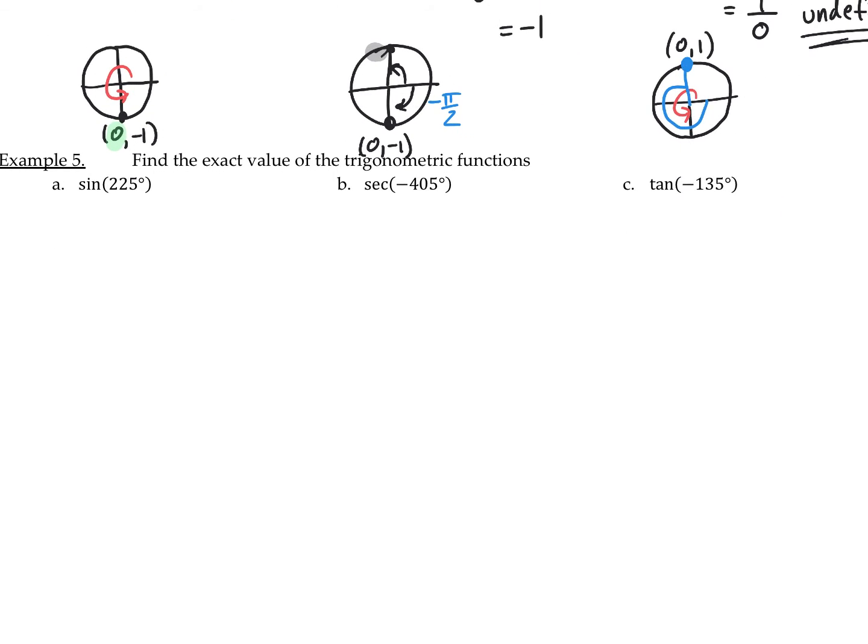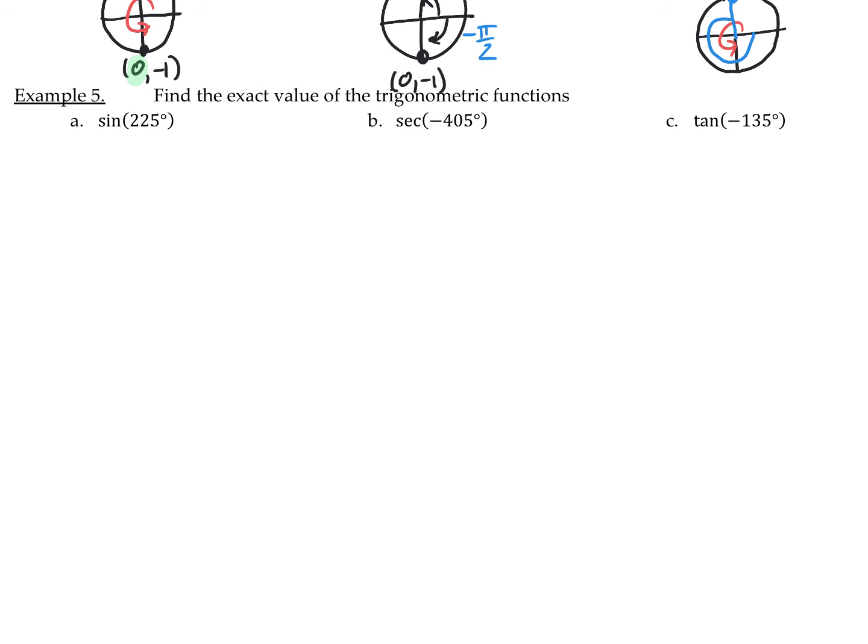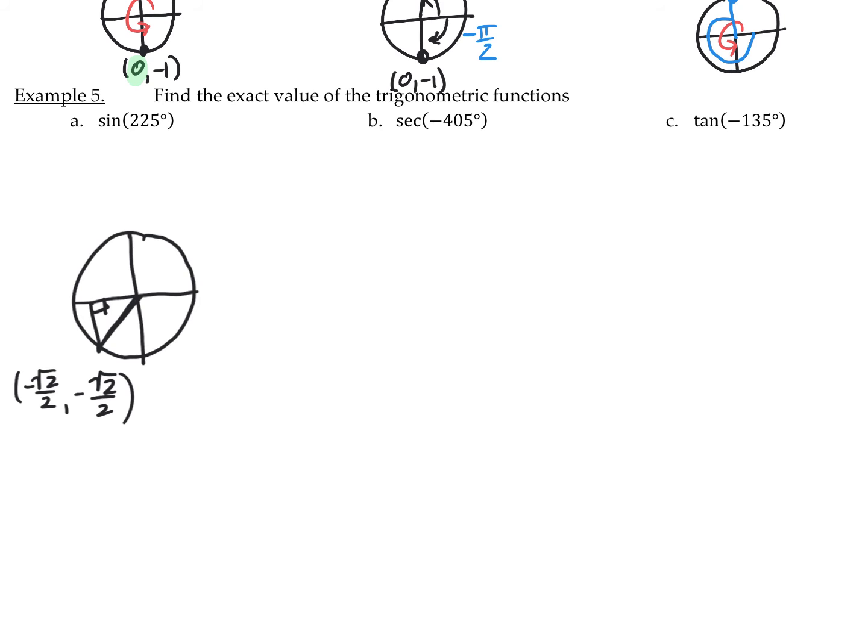Okay, and the last example that we're going to do for today is a 45-degree reference angle. So we're going to start with sine of 225, and you should be able to locate 225 on your unit circle. It's in the third quadrant with a 45-degree reference angle. The ordered pairs are negative root 2 over 2, negative root 2 over 2. On the unit circle, the sine is just the y, so negative root 2 over 2.